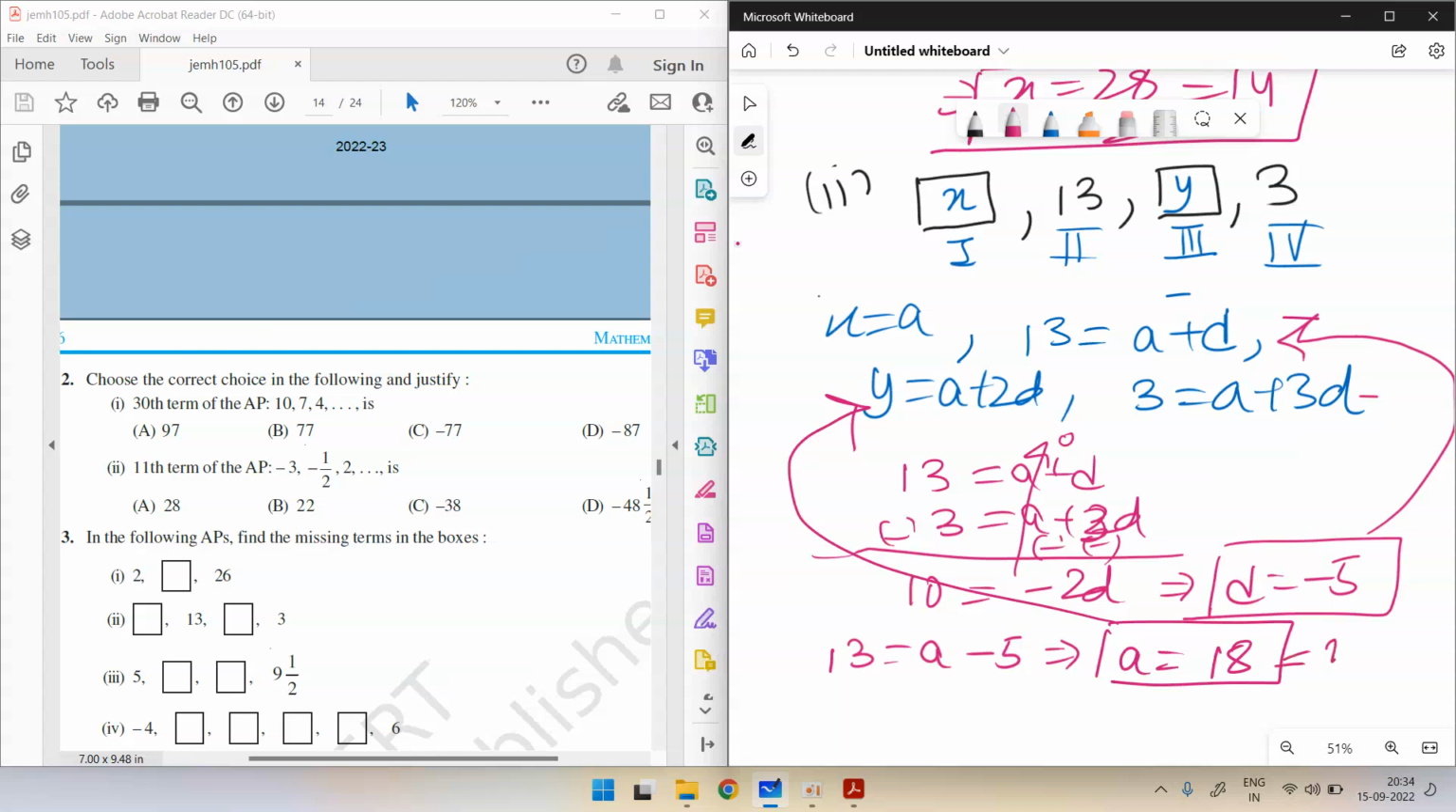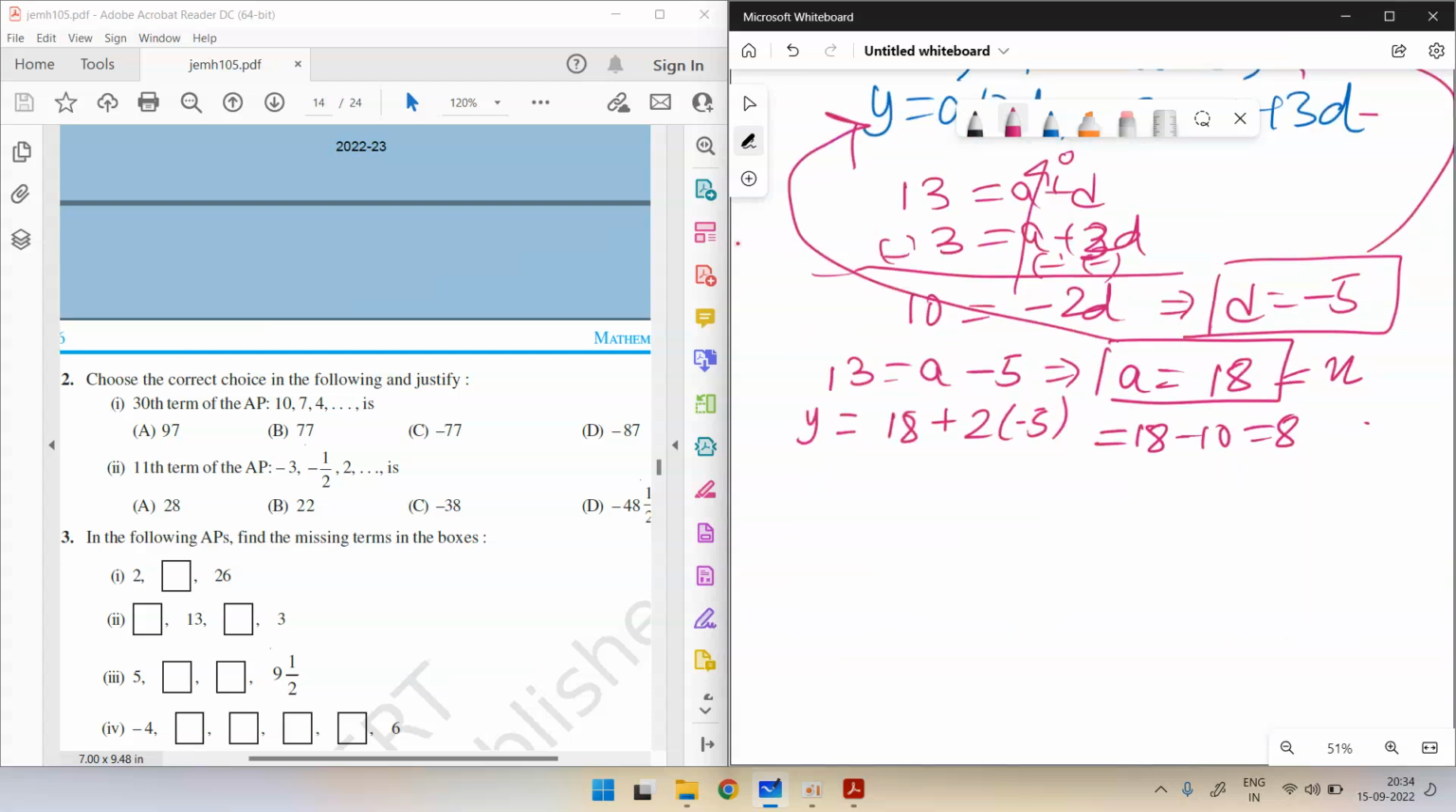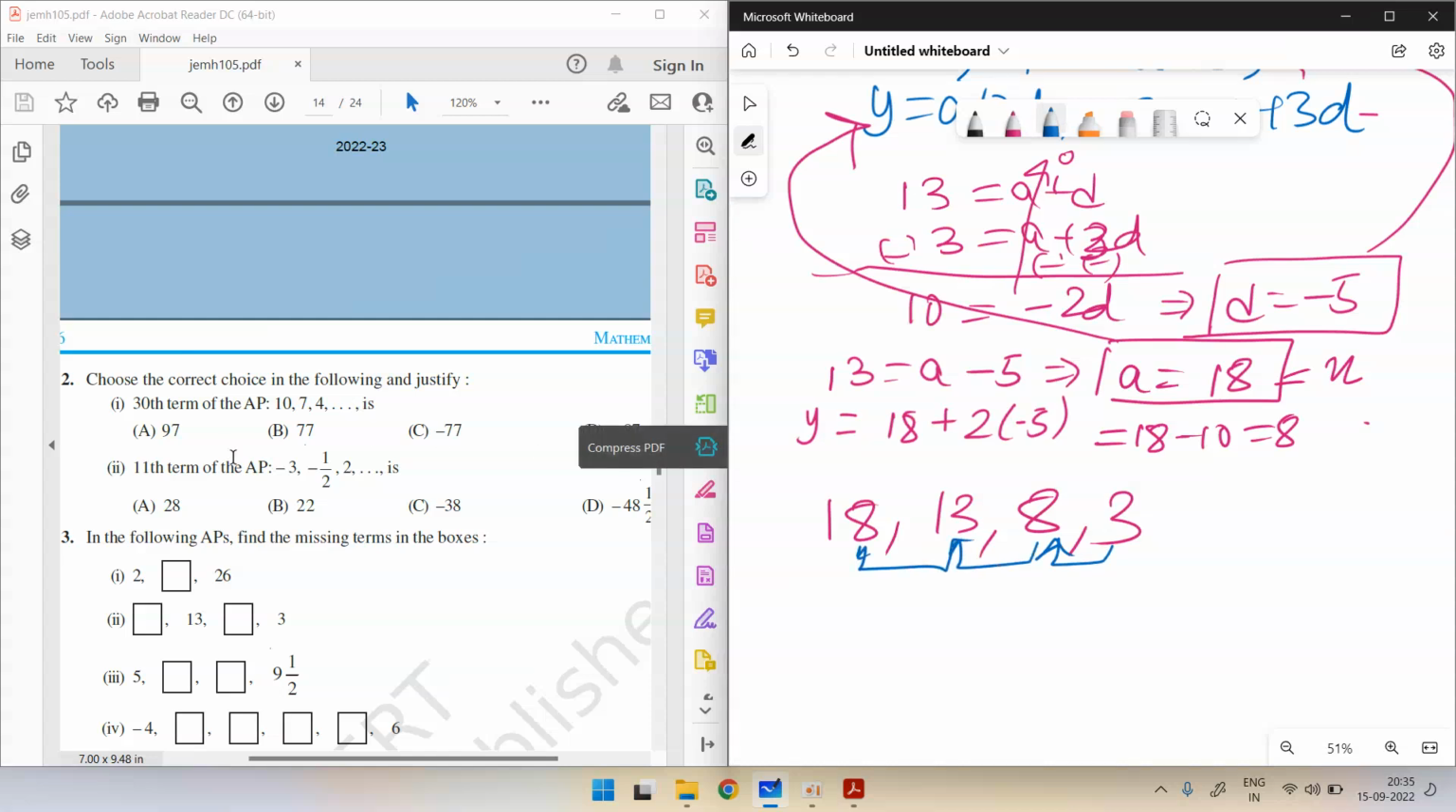Now I know that x is a. And if I substitute the value here, y equals a plus 2 into minus 5, this is minus 10, this implies 18 minus 10 is nothing but 8. So my series is 18, 13, 8, 3. If you see the difference, it is different by 5. Here 5, here 5, here 5.